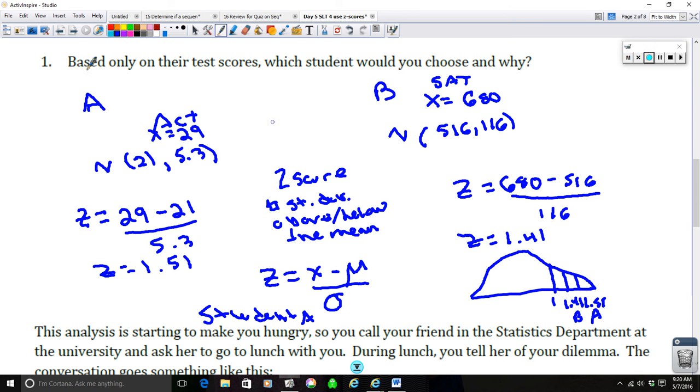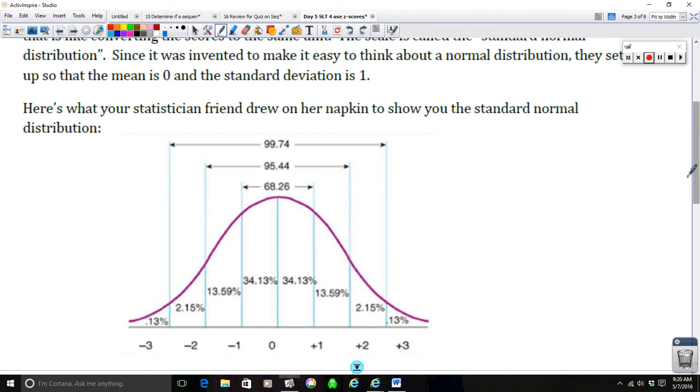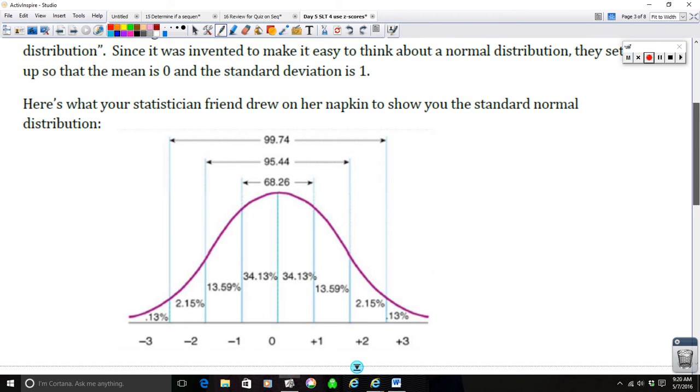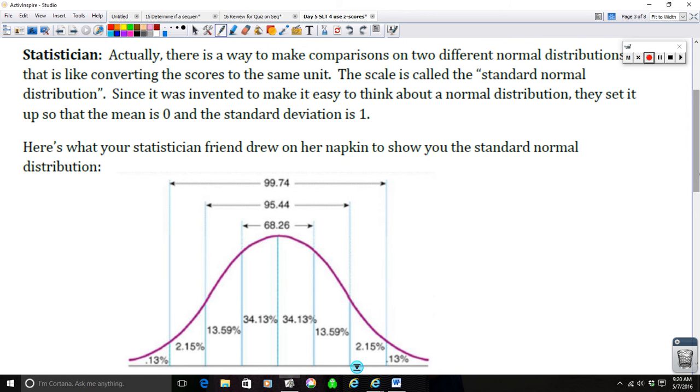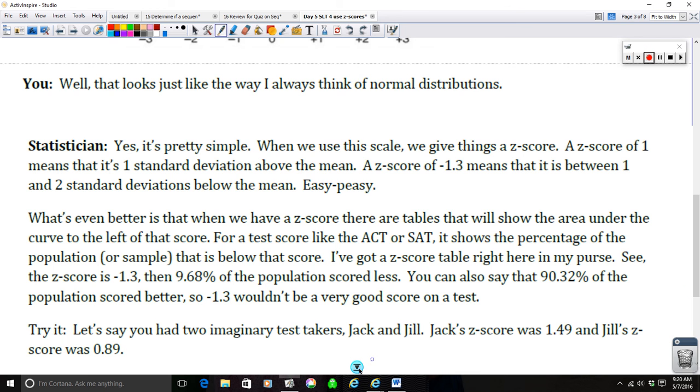Okay, keep reading down below and on to the next page, please. They're showing you that you can make comparisons on the, that's the 68, 95, 99.7 rule. She drew that to find out what that was. It's similar. I'm going to just get to the point down here.